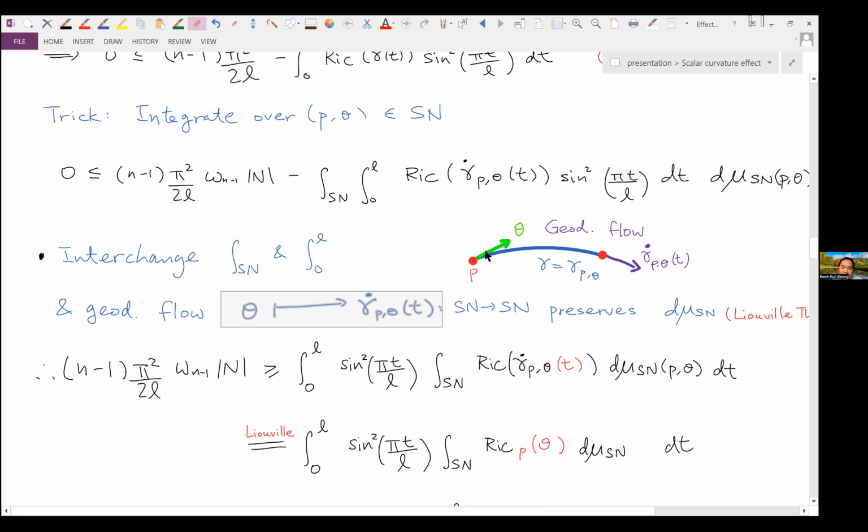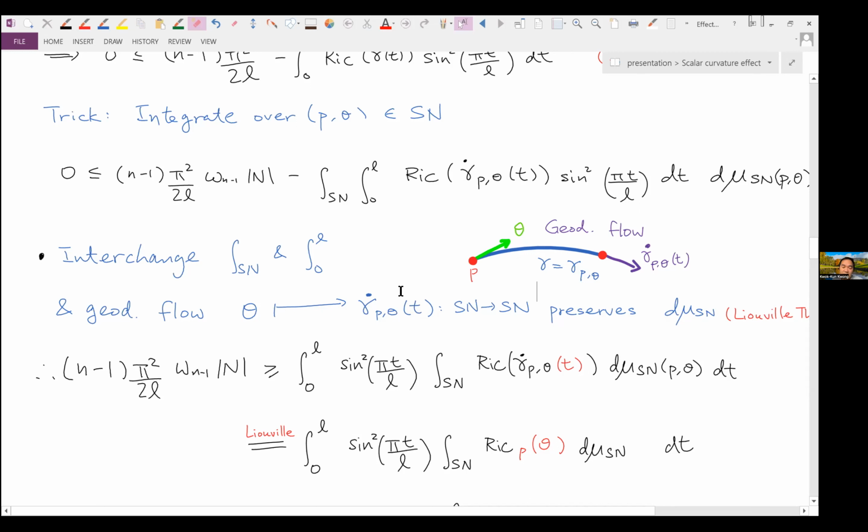So if we start from this direction theta, if we shoot a geodesic with this direction as the initial direction, then after time t it will go to this point, and the tangent vector at this point is just gamma dot at time t. So if we map this theta to this tangent vector, then this is the geodesic flow.